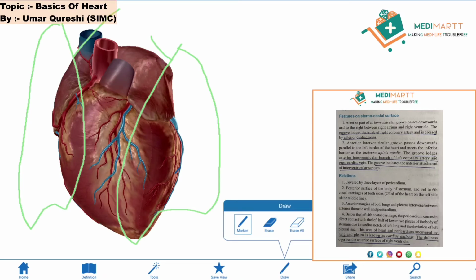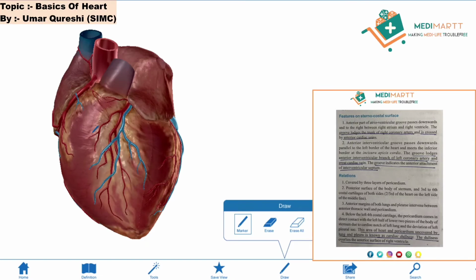Then the next point is: below the left 4th costal cartilage, the pericardium comes in direct contact with the left half of the lower 2 pieces of the body of the sternum, due to the cardiac notch of the left lung. As we all know, this is the right part and this is the left part. Here is the sternum, and this is the fourth costal cartilage. So below the left fourth costal cartilage, the pericardium comes in direct contact with the left half of the lower two pieces of the body of the sternum.